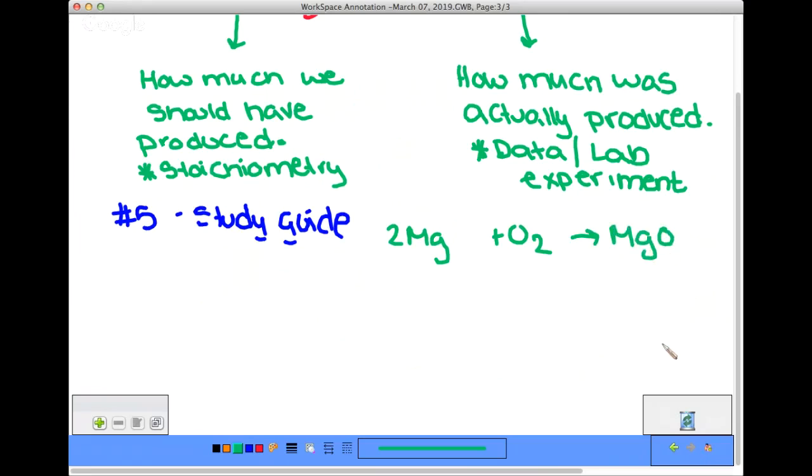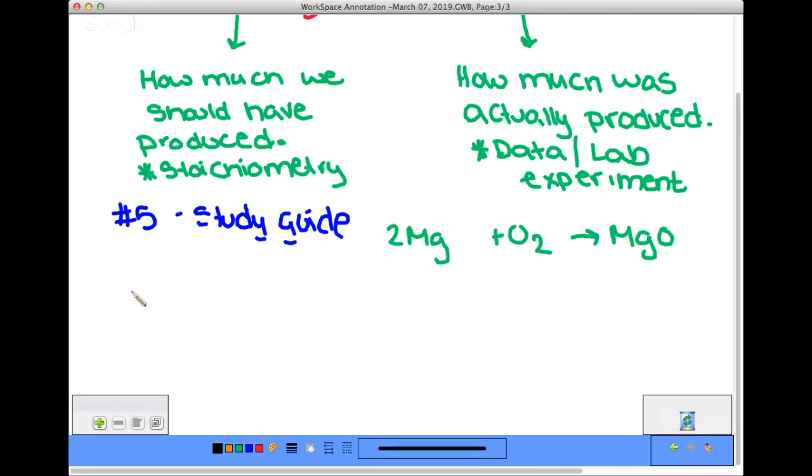You're told that the mass of the crucible is 24.50 grams. The mass of the crucible and the magnesium is 24.95 grams. You want to figure out the mass of the magnesium, and you simply do that by subtracting those two values. So your mass of magnesium should be 0.45 grams. The first thing that you're asked to do is to find your theoretical yield.